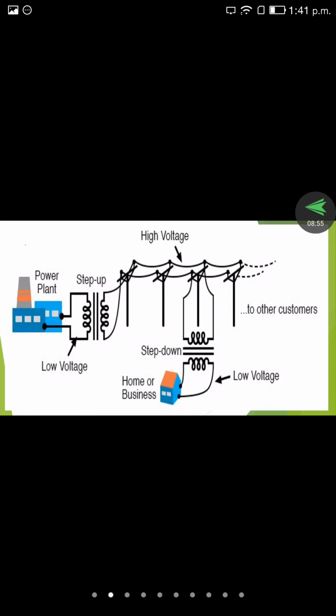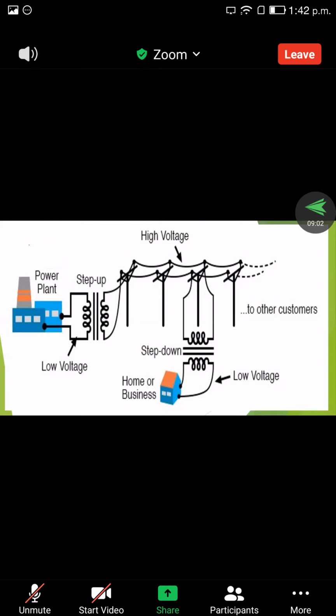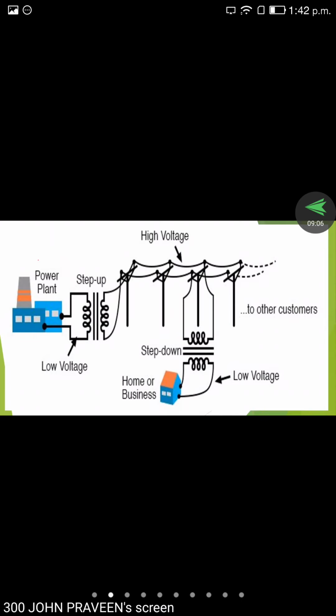What is the major advantage? It can be transmitted over long distances also, 400, 500, 800 kilometers. Transmission is possible over long distances with minimized losses. The major equipment involved is what we call a transformer. This is the symbolic representation of the transformer.